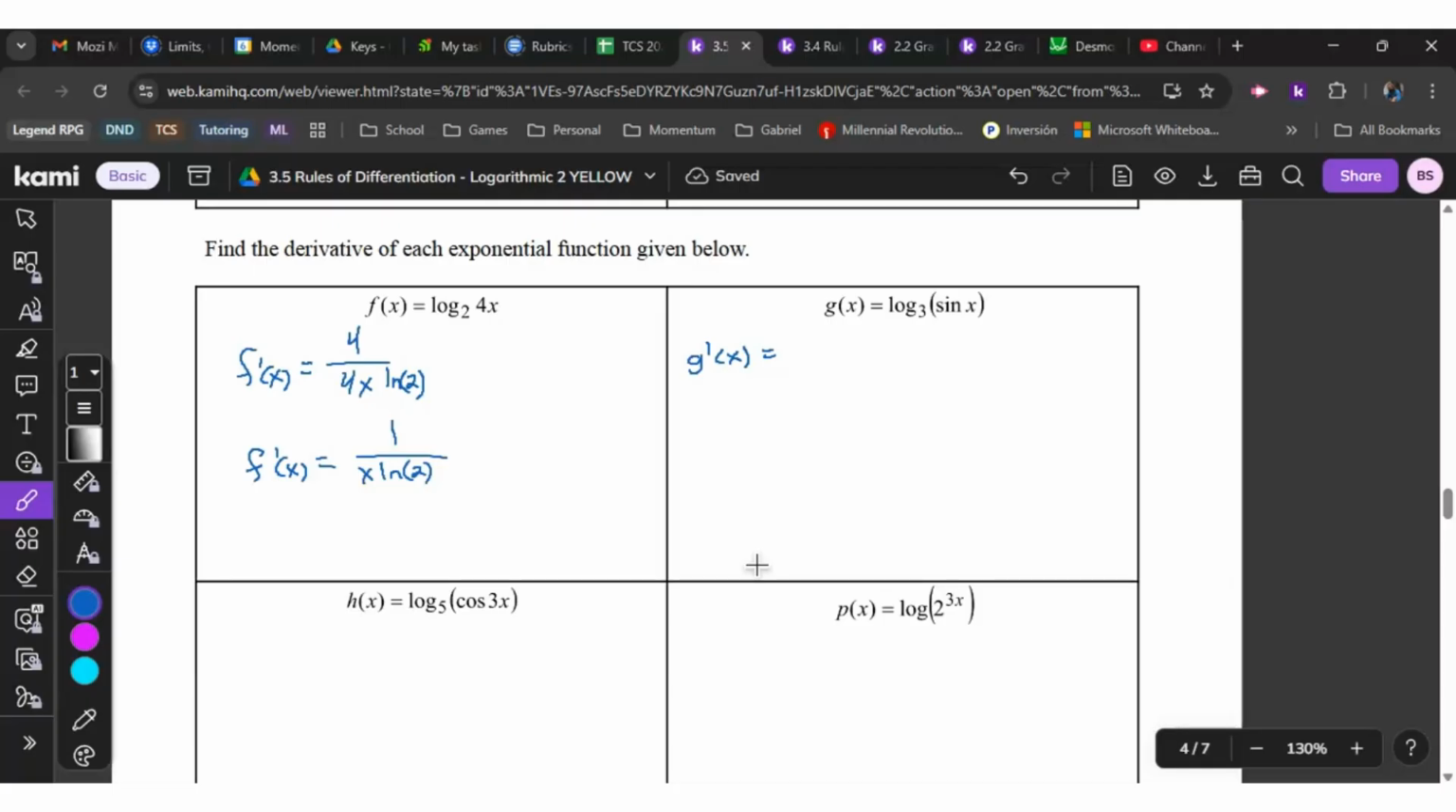All right. So, g prime of x this time is going to be the derivative of sine, which is cos, over sine, times ln of 3. Technically I could simplify that. So, exactly, cotangent x over ln of 3.